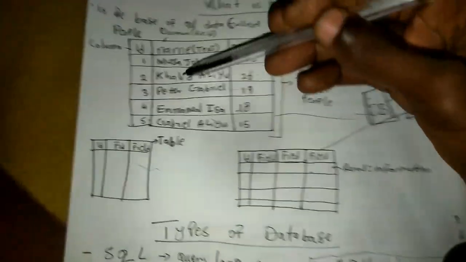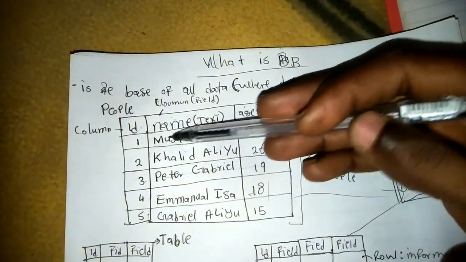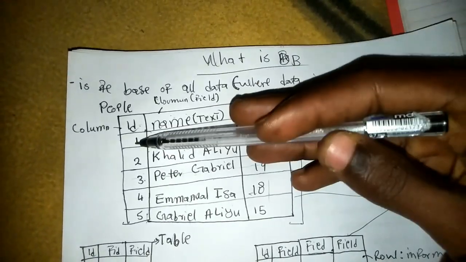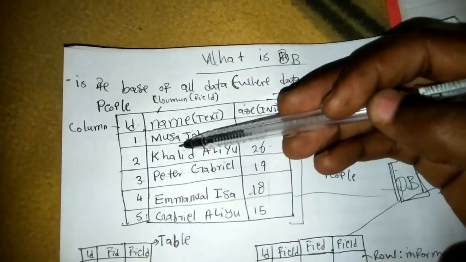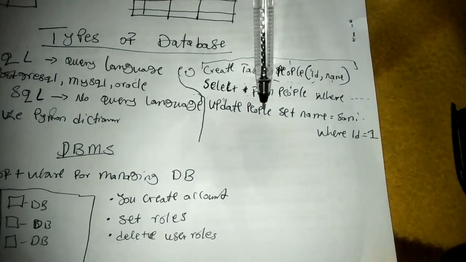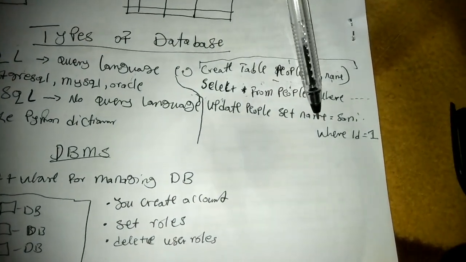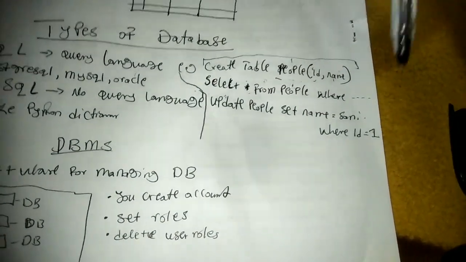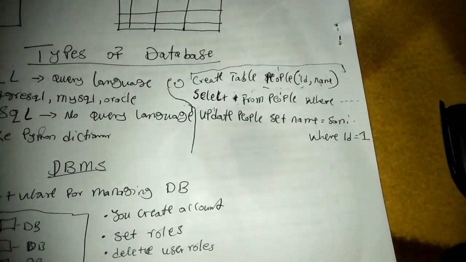For example, now this is the ID. The ID is what? It is Musa. The ID is 1 and his name is what? Musa. And now you update the people, and set his name to what?